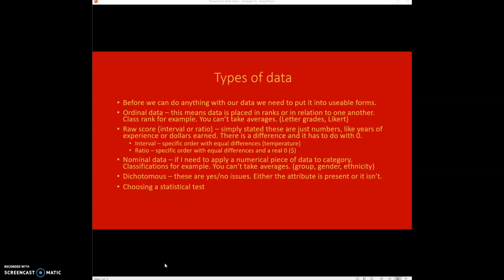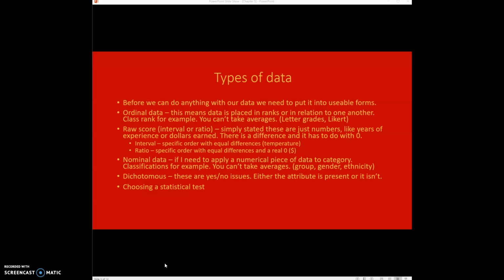That's an important difference because it sends you down a different path of statistical tests. Raw scores, there are two types: interval or ratio. Simply stated, these are just numbers, like years of experience or dollars earned. The real difference between an interval and a ratio has to do with the zero. For example, with interval data, there's a specific order with equal differences. The easiest way to think about that is temperature. The degrees go by a single digit, but the zero doesn't mean the lack of temperature. It's just a point on a scale with equal differences. The difference between -1 and 0 is the same as 0 and +1.